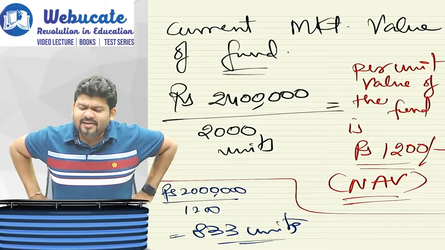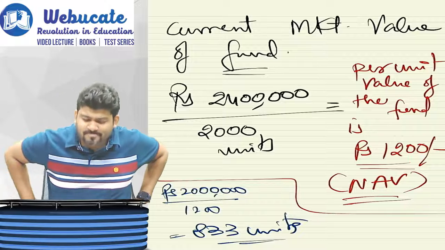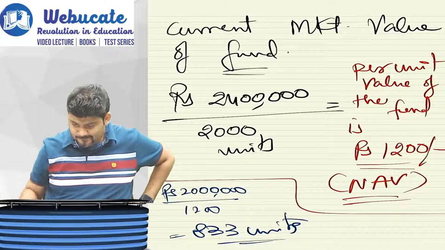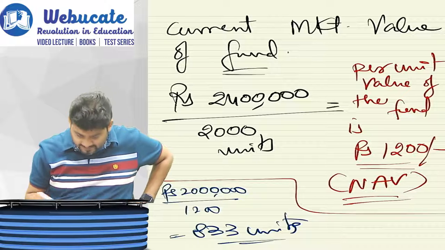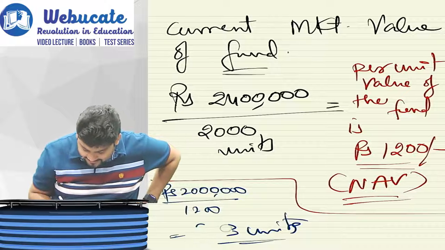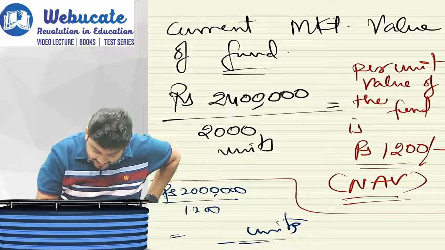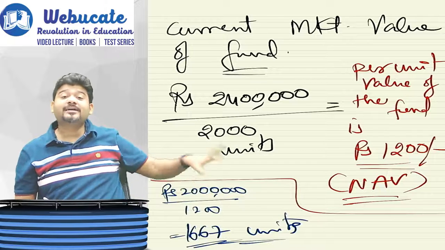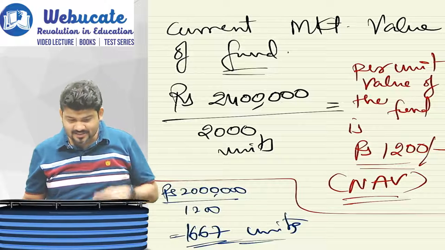Is it called asset valuation? Kind of. Achha, 833 instead of this, see, whatever it comes, mathematically you can just solve. So instead of 2000 units, now he's going to get 1669 units. Are you clear, everybody?